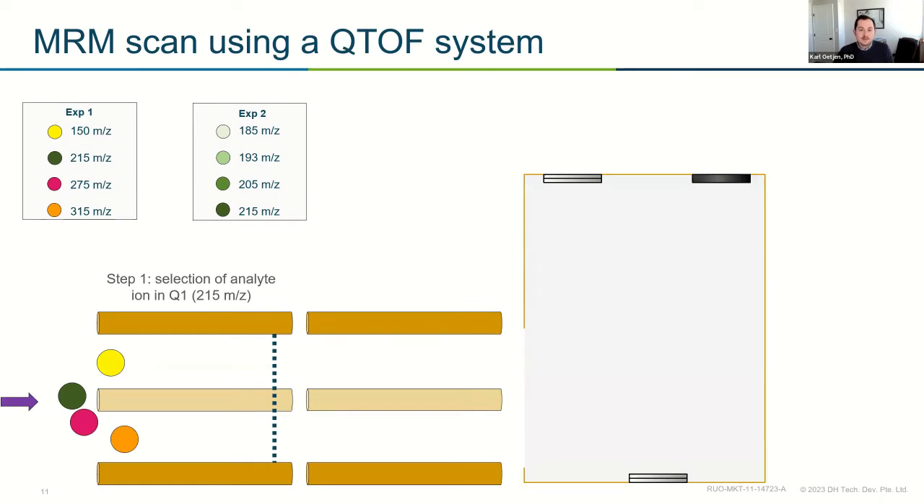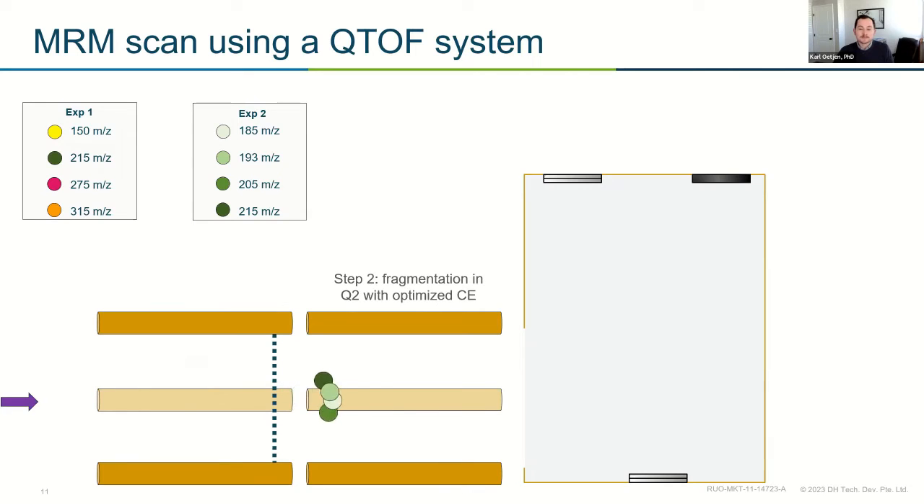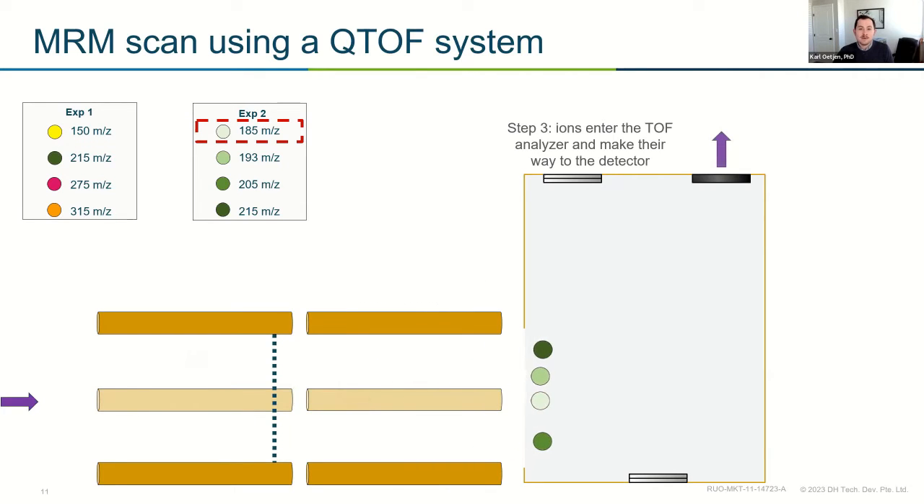On a QTOF instrument, how is this different? And really, with Q1, nothing's different, right? When we think about QTOF, it's quadrupole time of flight. So we're using our quadrupole in the same way we would on a triple quad. That same ion 215 is making its way into the Q1. The others are being filtered out. Fragmentation is taking place. And those fragments are making their way into the TOF analyzer. And this is where things get a little bit different.